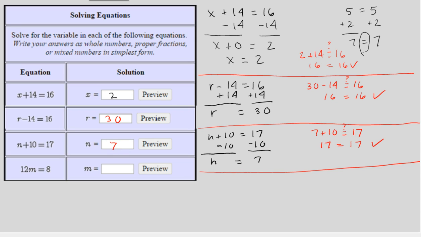Now this next one's a little bit different. In the 3 previous cases we had a number added or subtracted, but here we have 12m equals 8. And remember, 12m is the same as 12 times m. We just write 12m for shorthand.